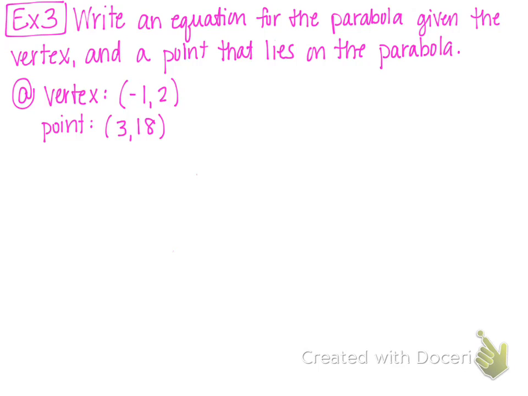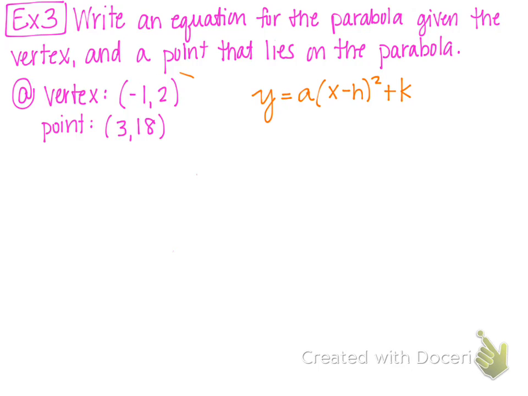Okay, here's our last example. It says, write an equation for the parabola given the vertex and a point that lies on the parabola. So let's bring back our vertex form. We have y is equal to a times x minus h squared plus k. So remember, h and k is our vertex. A is the number that tells us if it opens up or down.